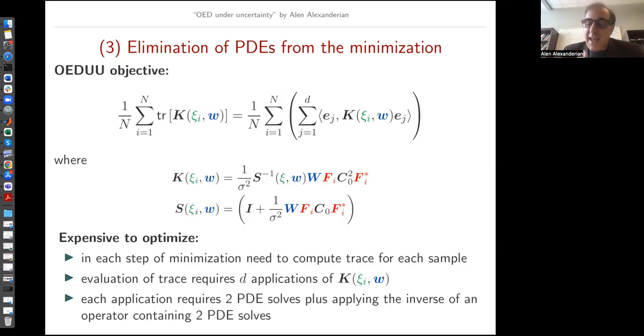Remember, K had F and F star, so that's 2 PDE solves. And then there's this S inverse, but S also contains 2 PDE solves. So each application requires 2 PDE solves plus applying the inverse of an operator containing 2 PDE solves. Too many PDE solves. And you have to repeat all these calculations at every step of an optimization algorithm. And I haven't even told you about how to calculate the gradient and such, but that has cost too. So we have to do something, otherwise it will be impossible to do this on a computer.